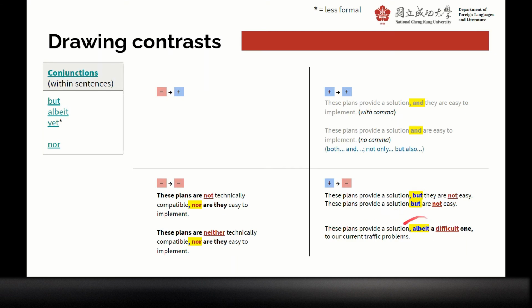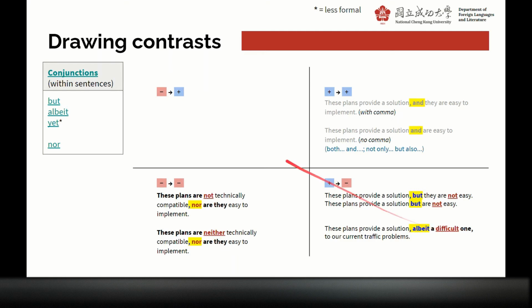And you probably haven't heard of albeit, but here, these plans provide a solution, albeit a difficult one, to our current traffic problems. This is an interesting one because the first point is that these plans provide a solution to our current traffic problems, and then they slide in that second one here, using this conjunction as a transition linking word.